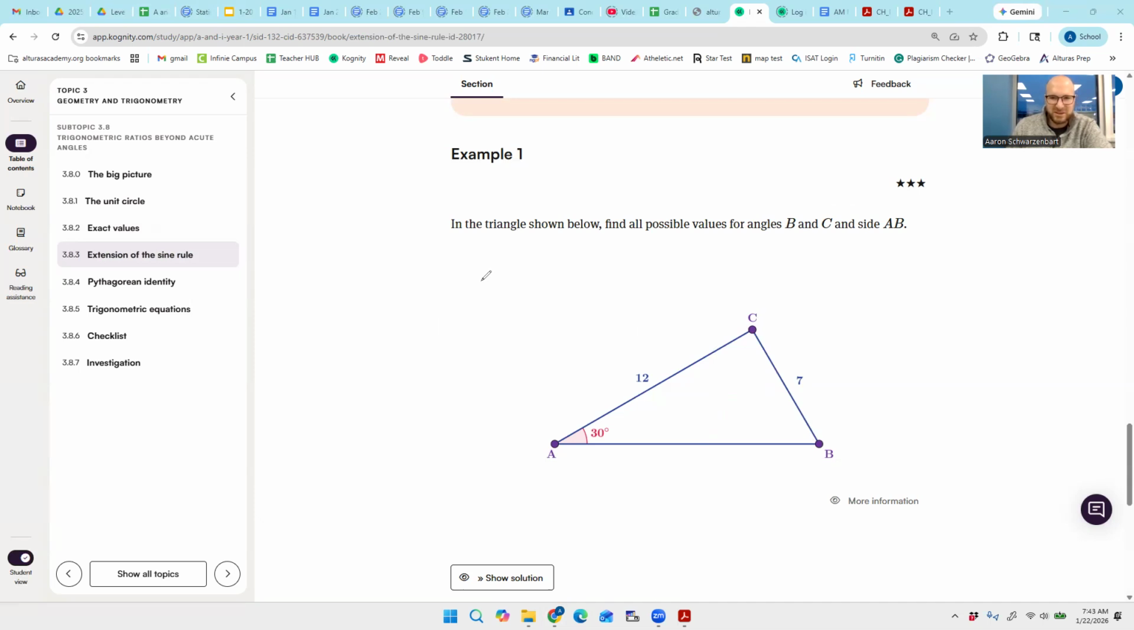So the first thing I'm going to do is find B. I'm going to use the law of sines. The law of sines says sine of 30 over 7, the side across from it, equals sine of B over 12. And when I solve this, I multiply both sides by 12, and then I do the inverse sine.